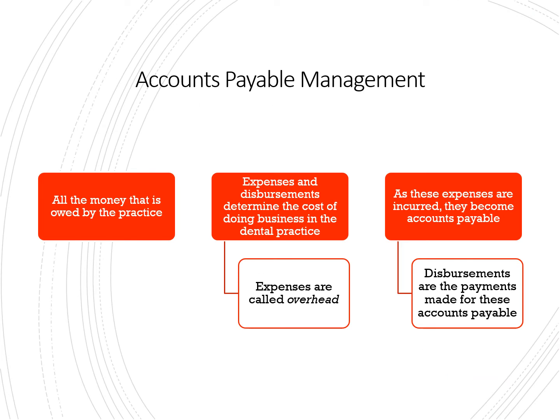Accounts payable is the money that is owed by the practice. It is the expenses and disbursements. Expenses are the overhead, and disbursements are the payments made on the money owed.